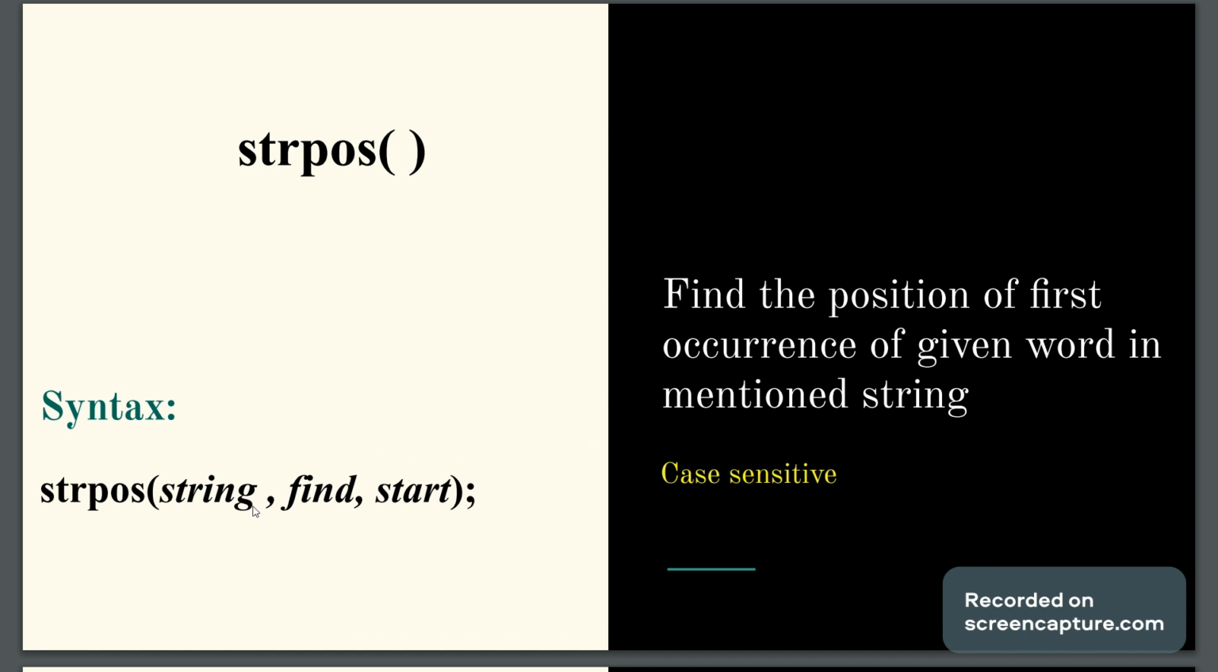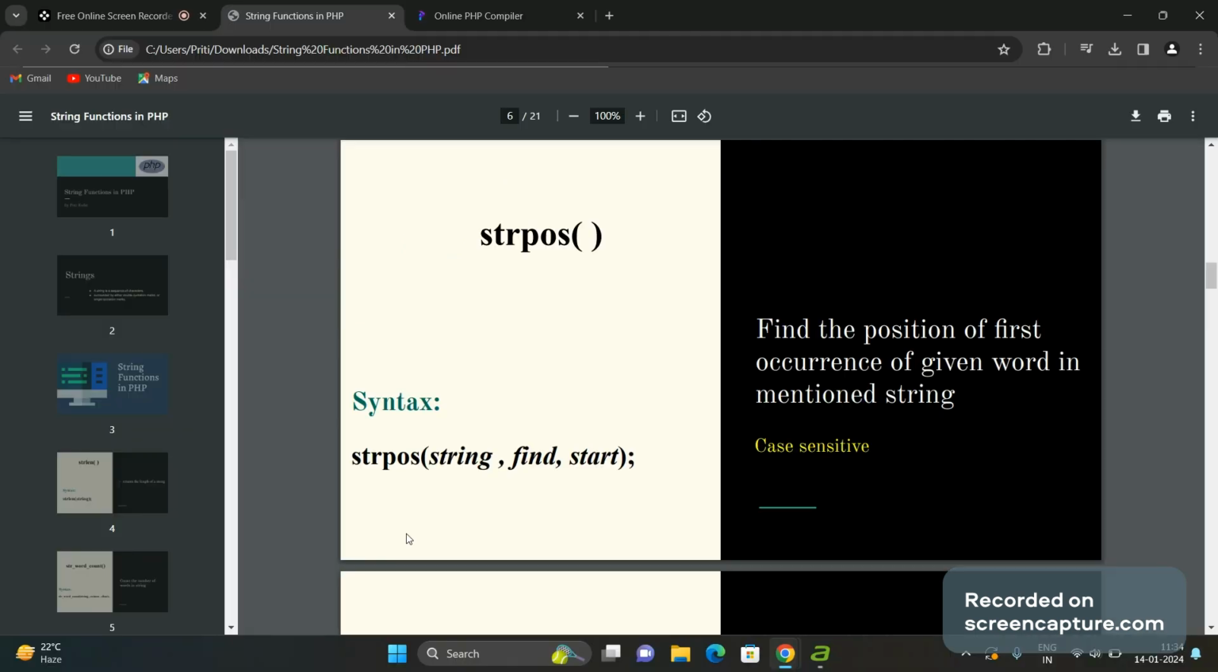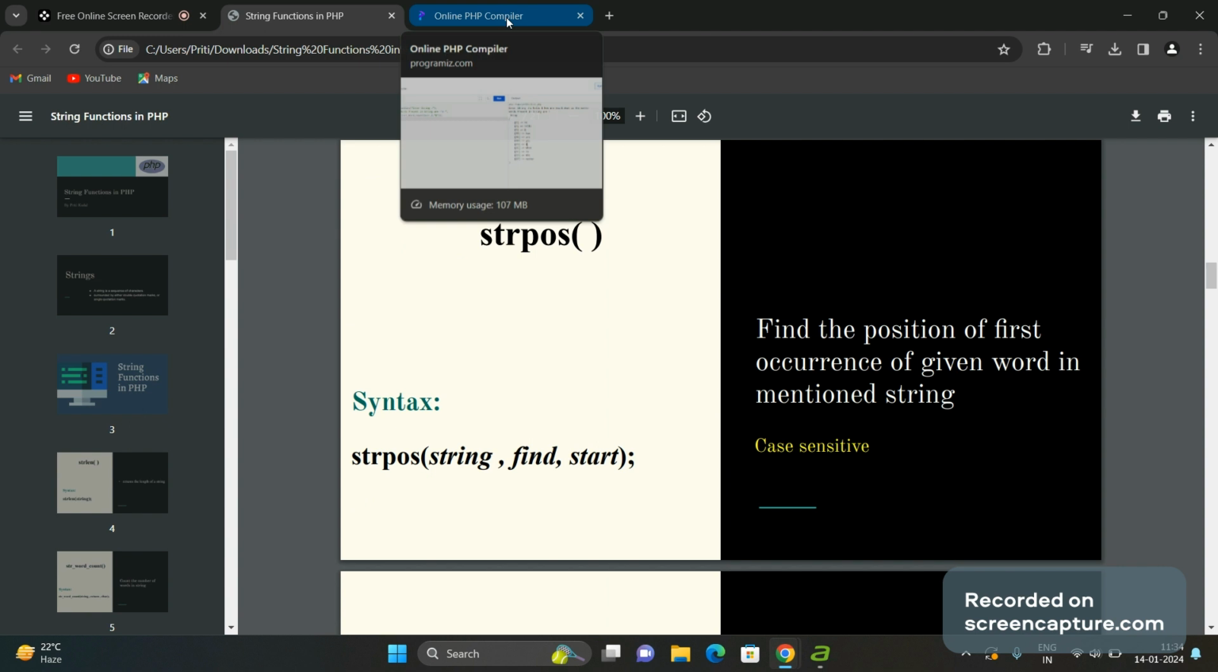Here the first two parameters are compulsory and the third parameter is optional, because we will start searching in a given string for this find string obviously from the 0th position. If you want a particular part to be skipped and start searching from in between or from the end, then we can have this start parameter. Let's see, we will have a code for it.